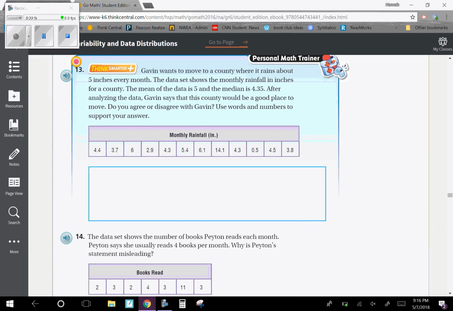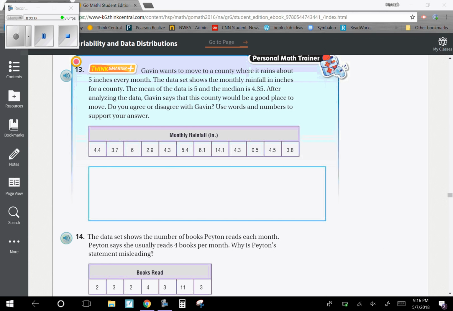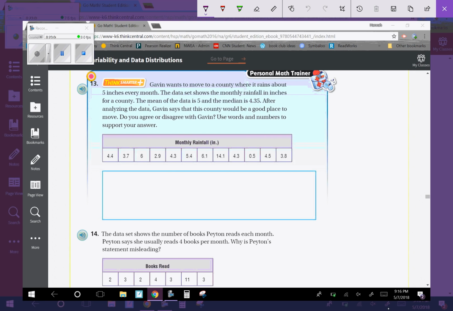Number 13. Galvin wants to move to a country where it rains about 5 inches every month. The data set shows the monthly rainfall in inches for a country. The mean of the data is 5, and the median is 4 and 35 hundredths. After analyzing the data, Gavin says that this country would be a good place to move. Do you agree or disagree with Gavin? Use words and numbers to support your answer.